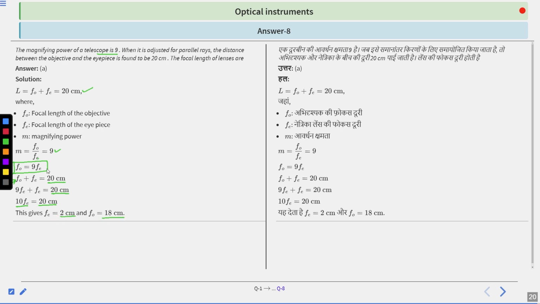FE means the focal length of the eyepiece, and FO means the focal length of the objective. So the focal lengths of the lenses are 2 centimeter and 18 centimeter. Clear? So the correct option is option A.